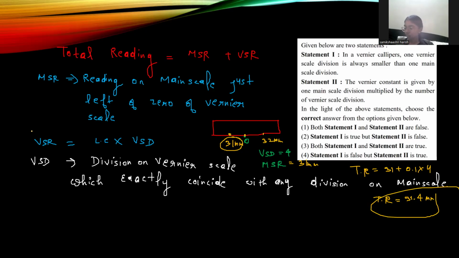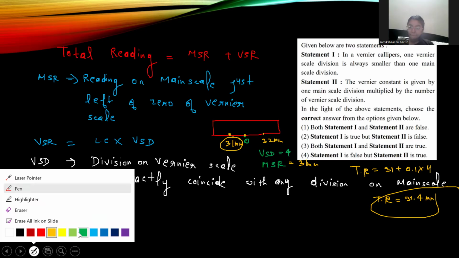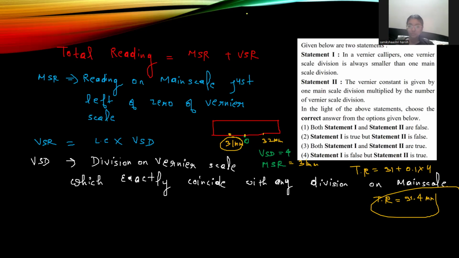And write down the formula of least count also. What is least count? Actually, least count is 1 main scale division minus 1 vernier scale division. Remember these formulas, okay? Clear?